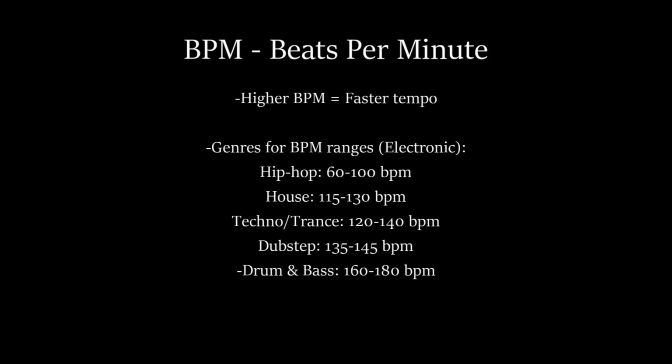Hip-hop uses 60 to 100 BPM, house can use 100 to 115 to 130 BPM, techno and trance can use 120 to 140 BPM, dubstep usually 135 to 145, and drum and bass 160 to 180 BPM. I'll be putting all of these in the notes in my Google Docs.